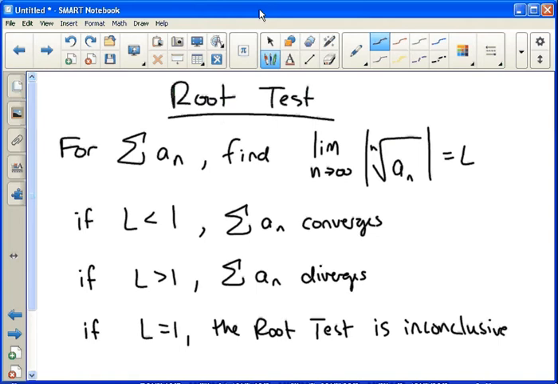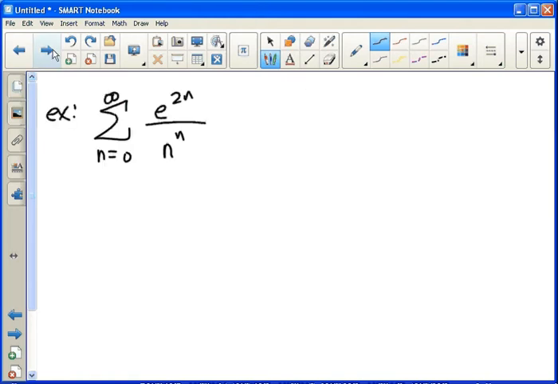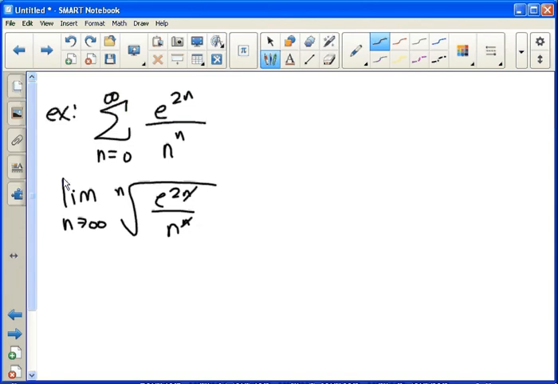I'm just going to do two examples because this one's pretty straightforward and I think you'll find it's pretty simple. The way you know you need to use the root test is if everything is being raised to the n. So here we have e to the 2n and n to the n. For the root test, we do the limit as n approaches infinity of the nth root of our sequence. That nth root cancels out the n's, leaving us just e squared over n.